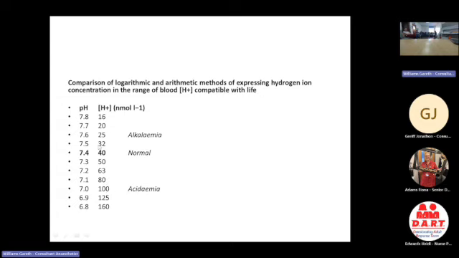But the same change from 7.4 to 7.5, a unit, is only an 8 nanomole change. So it's a non-linear scale. As a general rule, what do you think the body prefers? Does it cope better with acidemia or alkalemia? Yeah, much better. It's very rare to see severe alkalemias. We do occasionally, but it's relatively unusual. The body would far rather deal with acidemias.